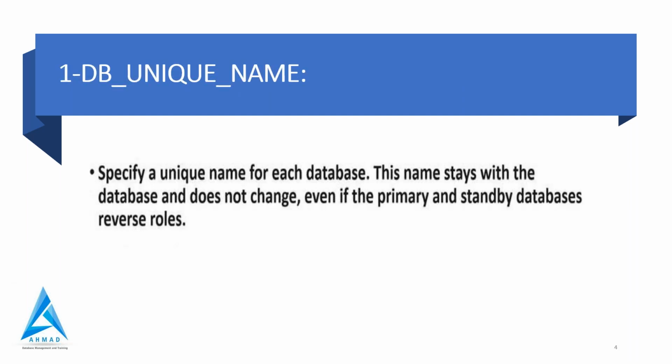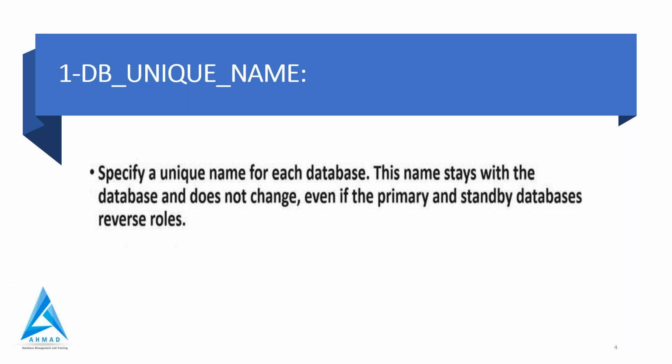DB_UNIQUE_NAME basically specifies a unique name for each database. This is the parameter which differentiates your primary and standby. It means you can identify your primary and standby with a unique name, because DB_NAME will be the same whatever standby you are creating for the production database. In all standby databases, DB_NAME will be the same. So how will you identify? This is the parameter which tells that this is the primary and this is the standby.